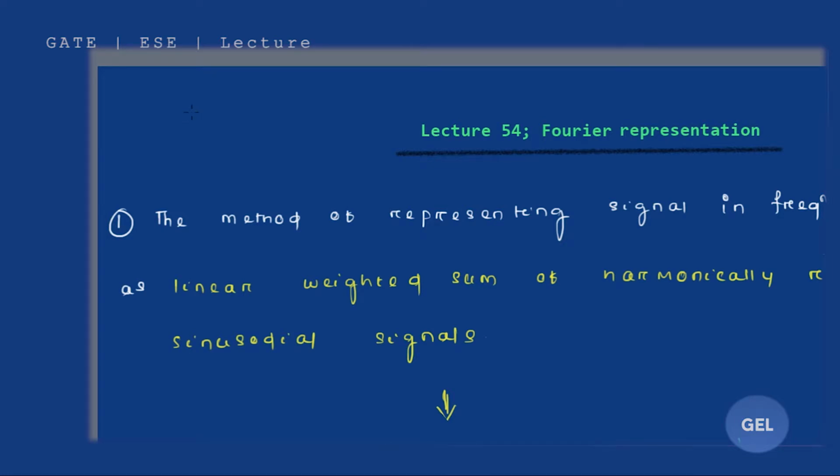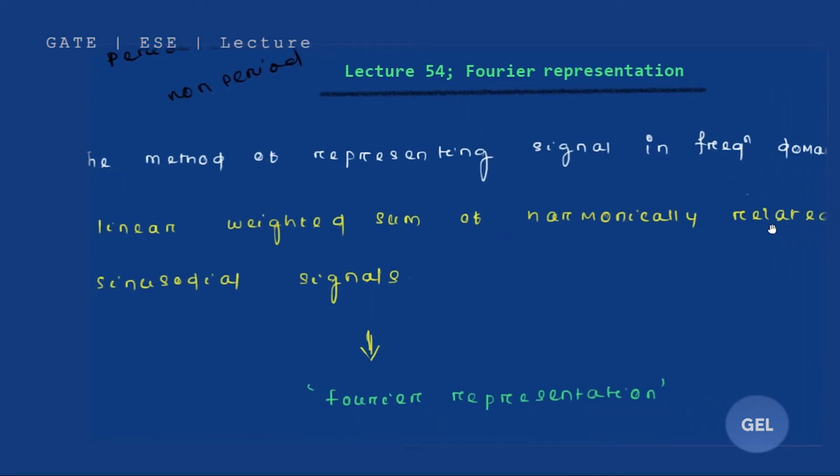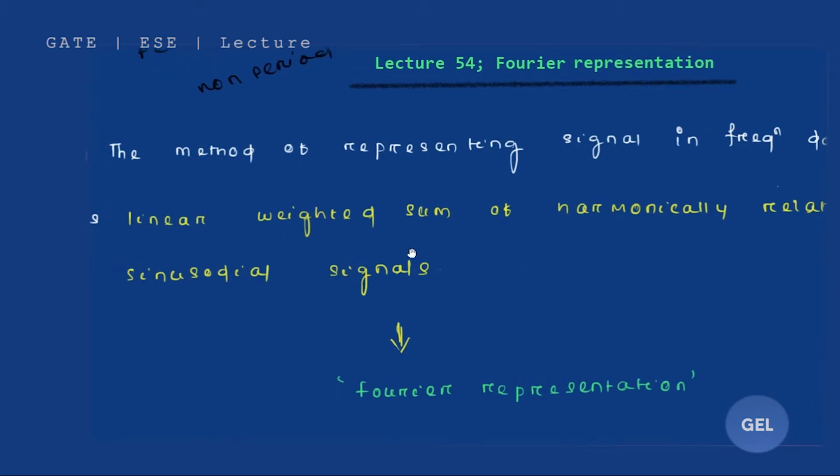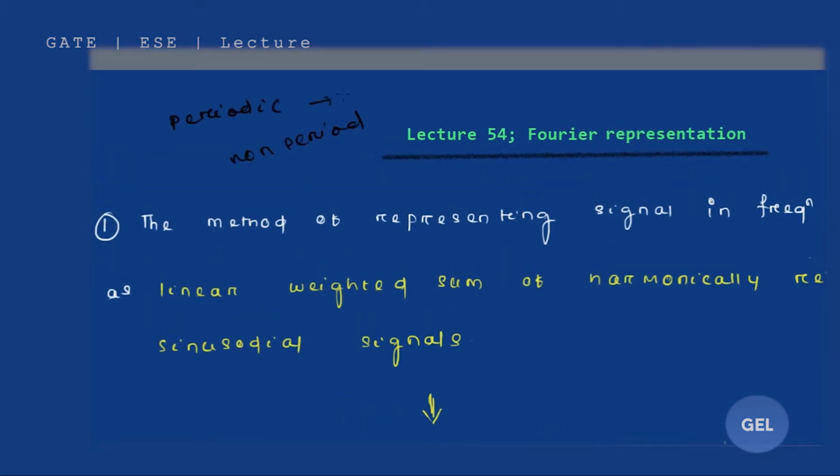Now, any signal, I told you, means there must be some periodic signals and some non-periodic signals. Yes or no? The method with which periodic signals are represented in frequency domain as a linearly weighted sum of harmonically related sinusoidal signals will be known as Fourier series. So if that signal is periodic, then that method of representation will be Fourier series.